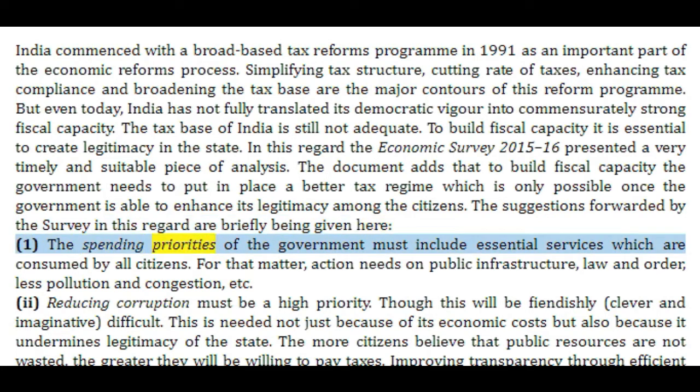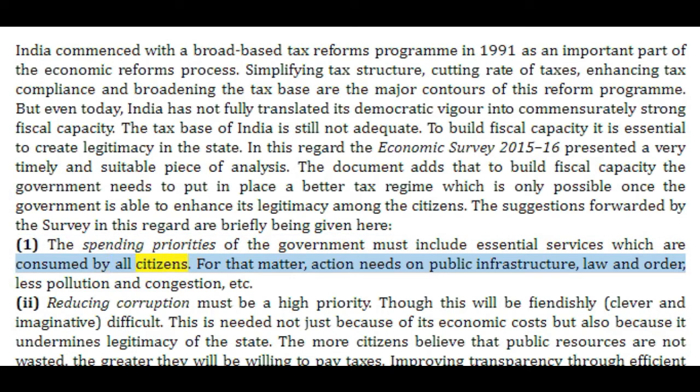1. The spending priorities of the government must include essential services which are consumed by all citizens. For that matter, action is needed on public infrastructure, law and order, less pollution and congestion, etc.